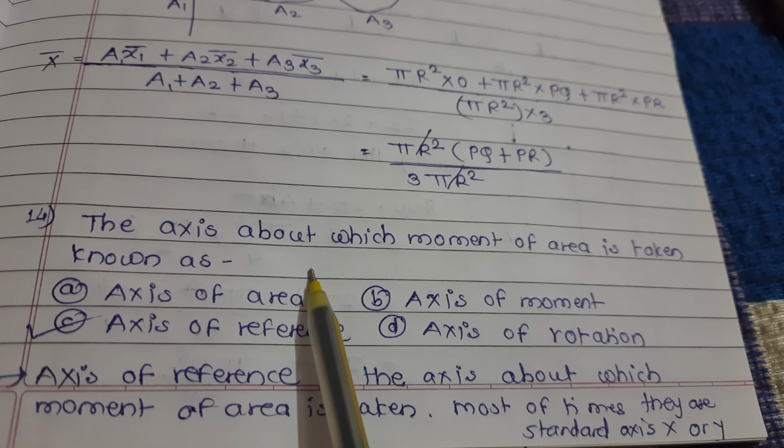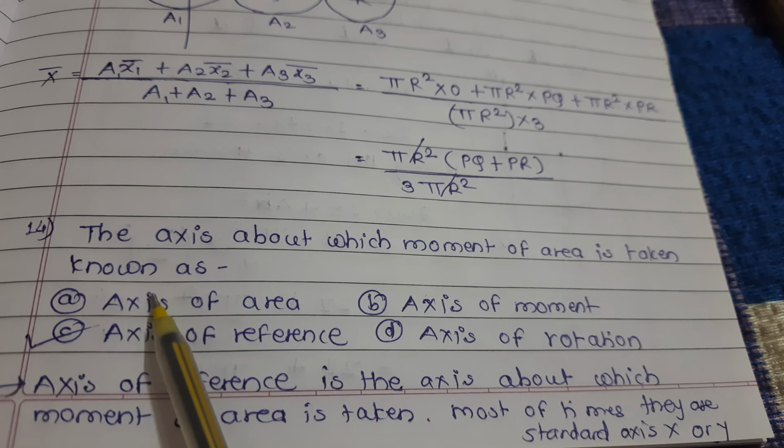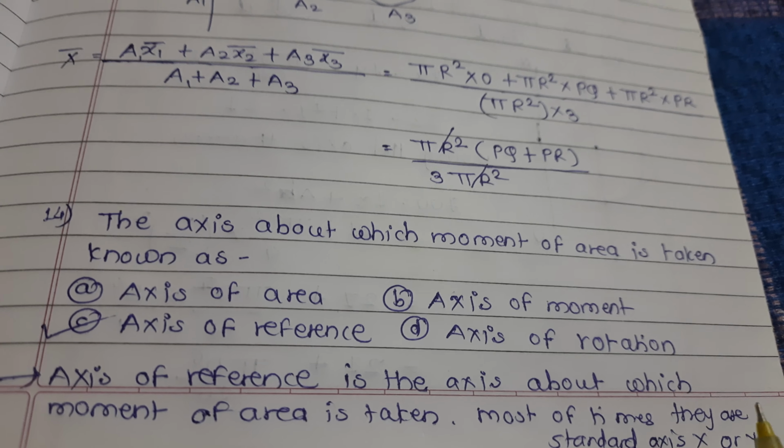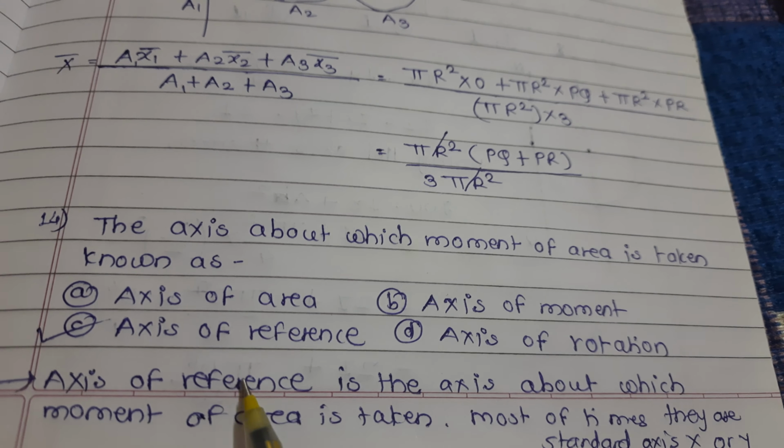The axis about which moment of area is taken is known as, I think this question is repeated. The answer is C, axis of reference. Axis of reference is the axis about which moment of area is taken. Most of the time they are the standard axes x or y, but this axis is called the axis of reference.